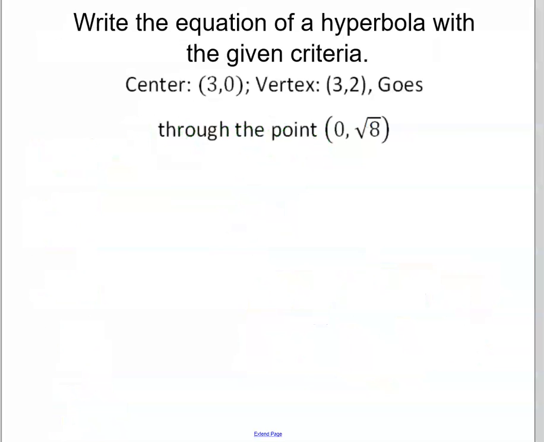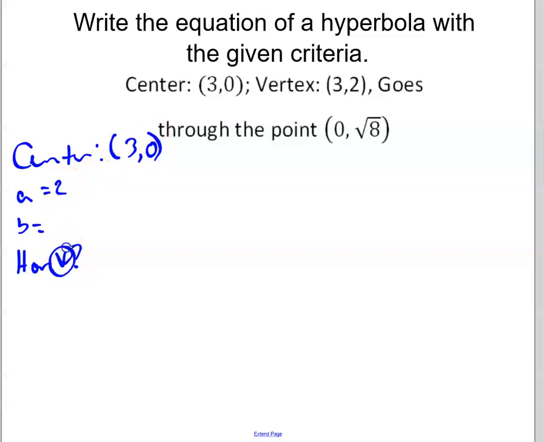All right, last one. Center, a, b, horizontal or vertical. All right, so center's at 3, 0. The vertex is at 3, 2, which from the center to the vertex is 2 units up. So that means our a is 2 units. And we're also vertical. And then we're told it goes through the point 0, square root of 8. And that's all the information we're given.